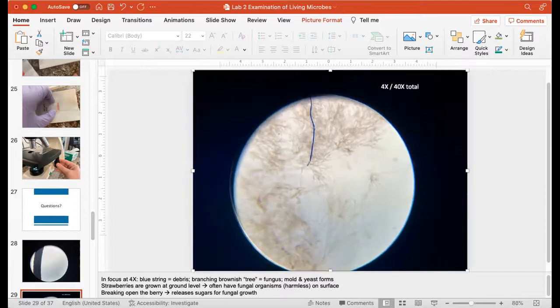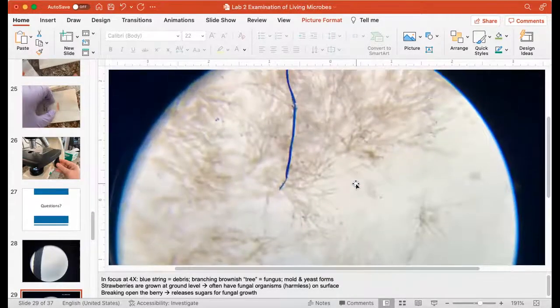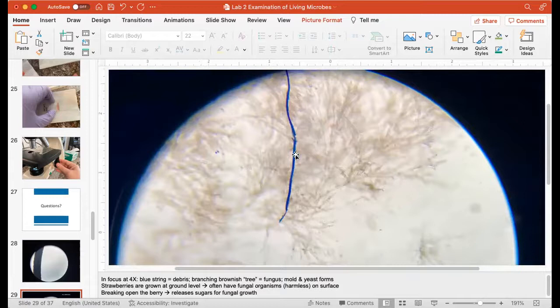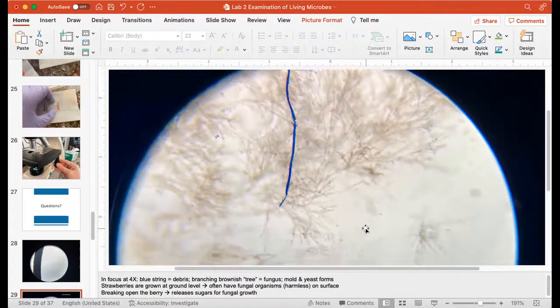Now, one of the first things you're going to see here under this field is this blue thing. What the heck is this? It's blue. I didn't put any stain on this slide. Well, this is just a piece of debris. This is something that was either on the strawberry or perhaps in the dish that I used. It's just some piece of microscopic debris that got into my sample.